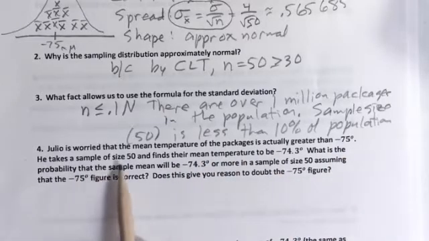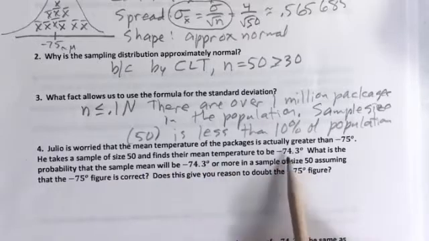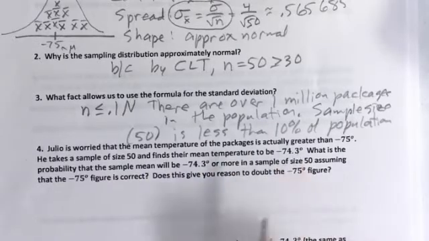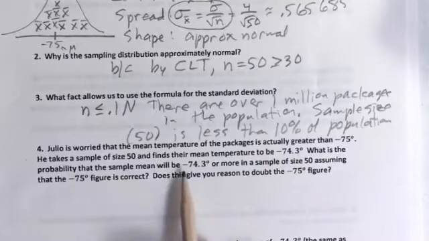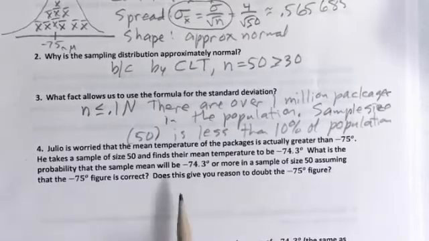He takes a sample of 50 and finds their mean temperature to be negative 74.3 degrees. What is the probability that the sample mean of negative 74.3 degrees or more in a sample of size 50, assuming the negative 75 degree figure is correct? Does this give you reason to doubt the negative 75 figure?